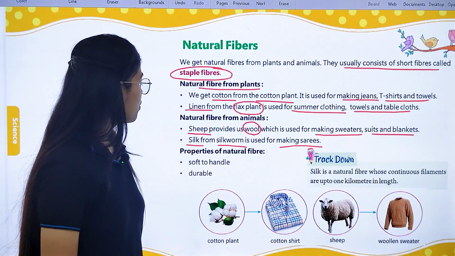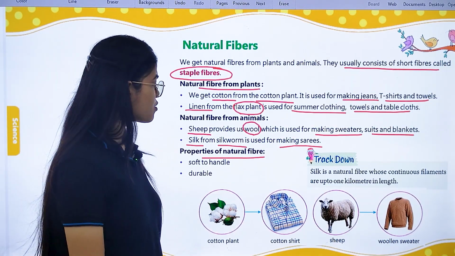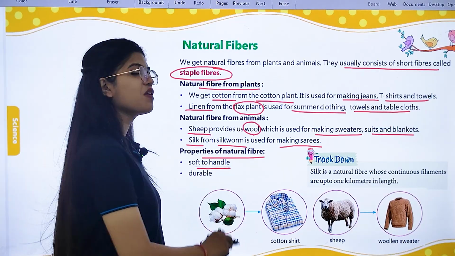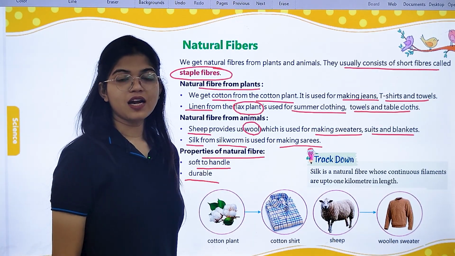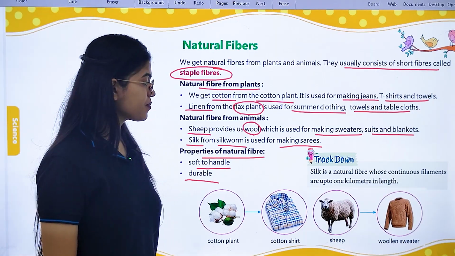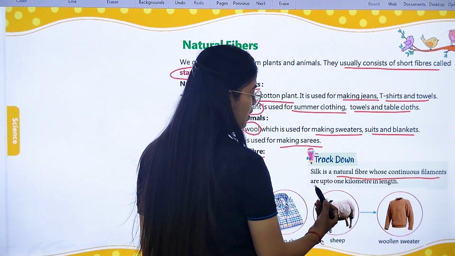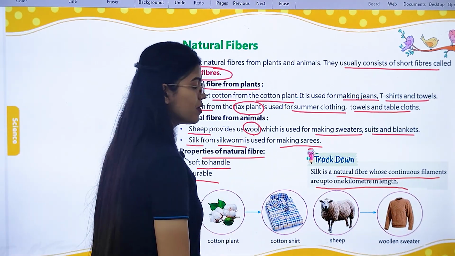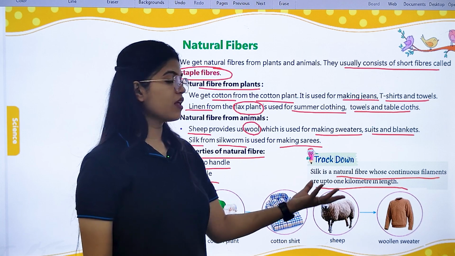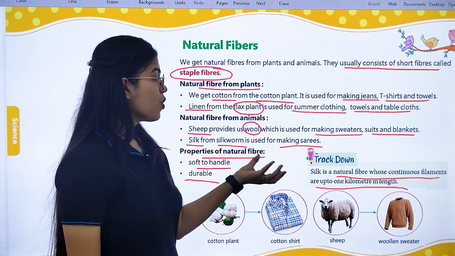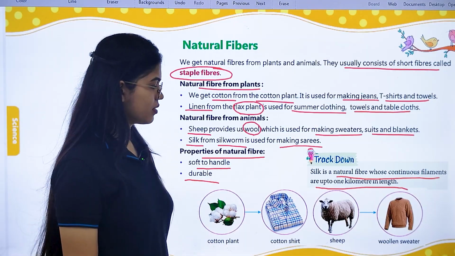Right? Now, then we have properties of natural fibers. What are the properties of natural fiber? That they are very soft to handle and also they are durable. That means their life is long. See, silk is a natural fiber whose continuous filaments are up to 1 kilometer in length. Means they have very long fibers whose continuous filaments are up to 1 kilometer in length.